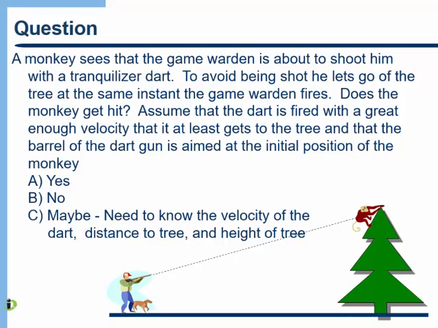Let's look at the following conceptual question. A monkey sees that the game warden is about to shoot him with a tranquilizer dart. To avoid being shot, he lets go of the tree at the same instant the game warden fires. Does the monkey get hit? Assume that the dart is fired with a great enough velocity that it at least gets to the tree and that the barrel of the dart gun is aimed at the initial position of the monkey. So in other words, we know that it's not as if the dart is just going to come down and hit the ground before it ever gets to where the monkey is. It will definitely at least get as far as the tree. Why don't you go ahead and pause the video and think about it, and then select your answer.